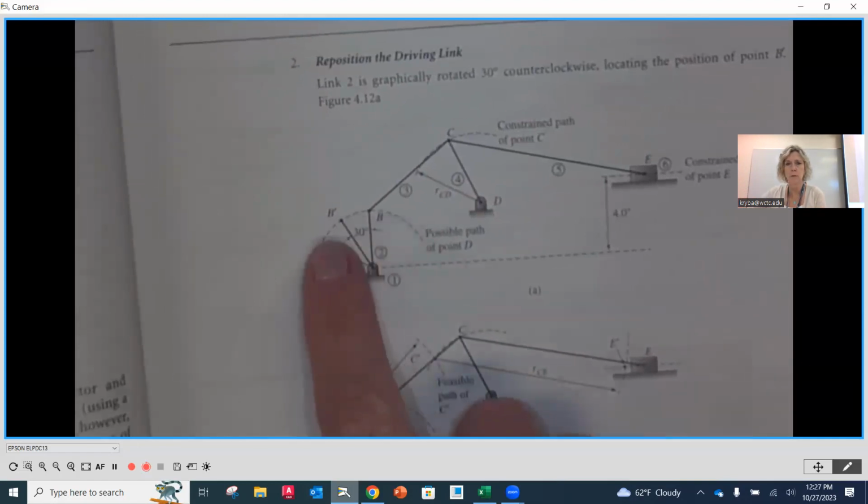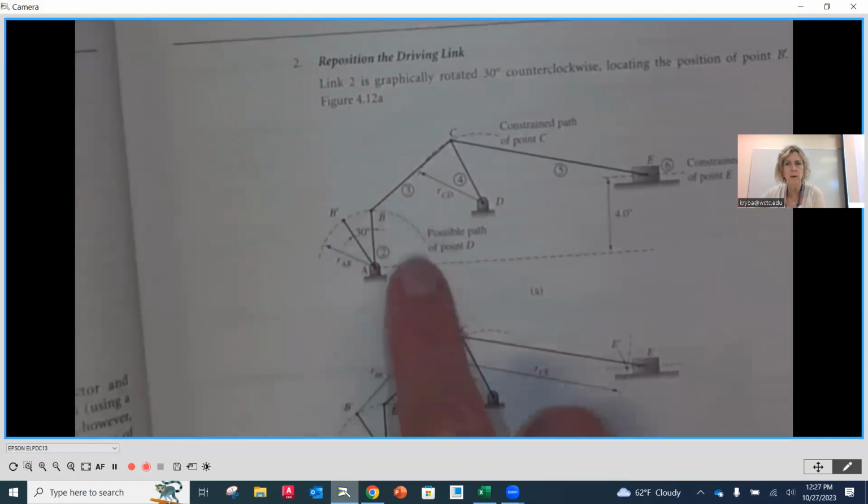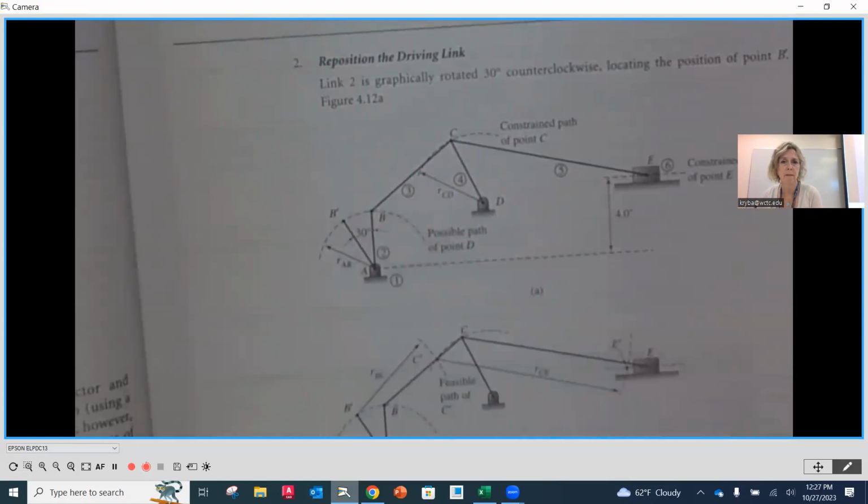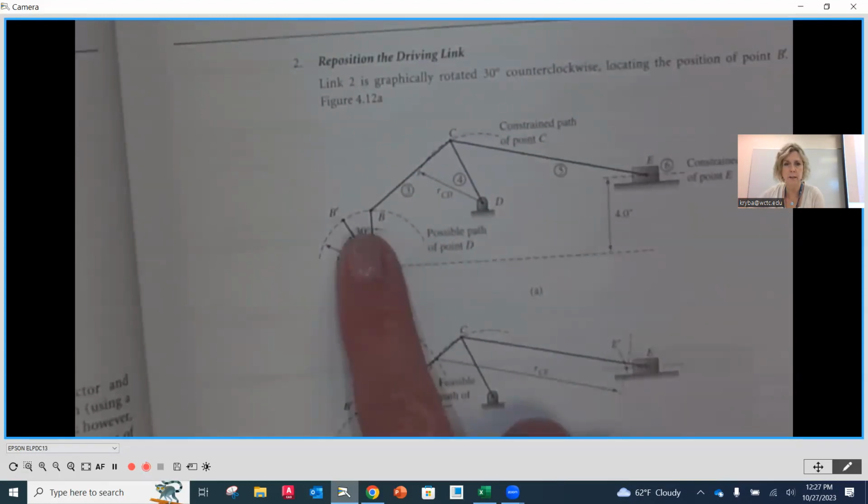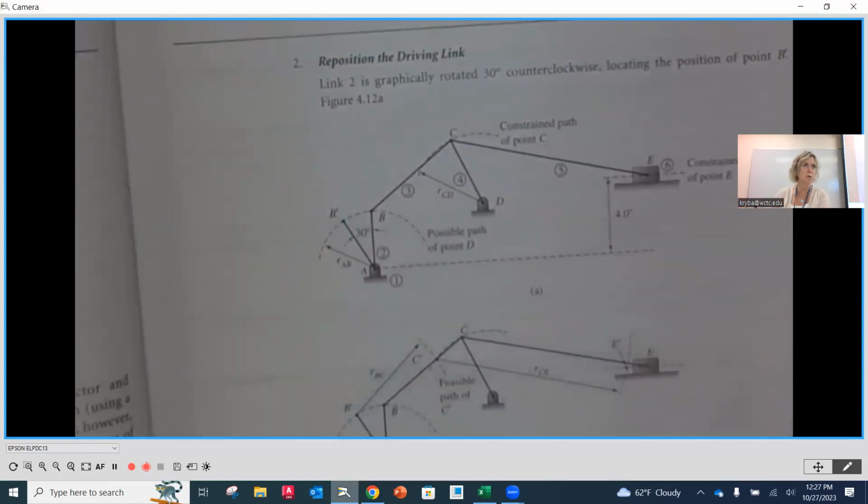So the only part that moves is going to be B, and it's going to move only around that circumference on that path. So here's our 30 degrees, it moves counterclockwise 30 degrees. Here's the new position for B. And now we also want to add in, what is the path that any of the other points are going to take?